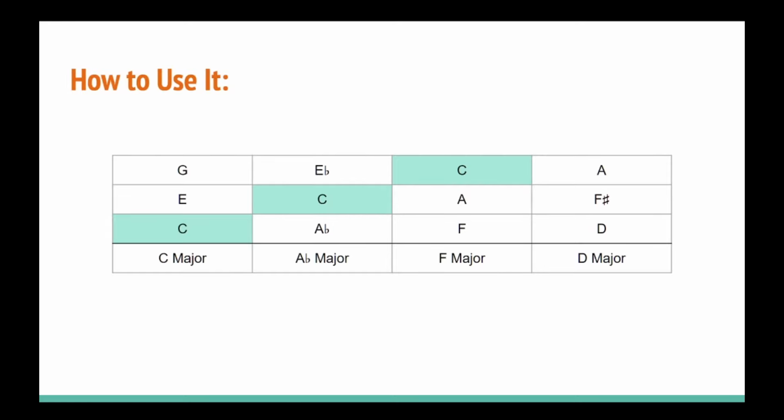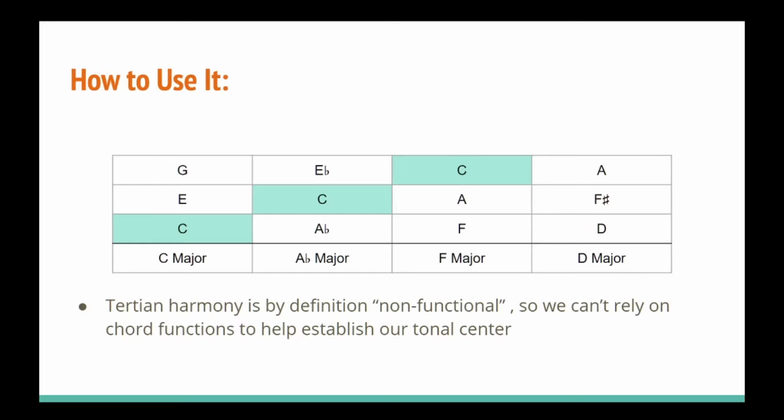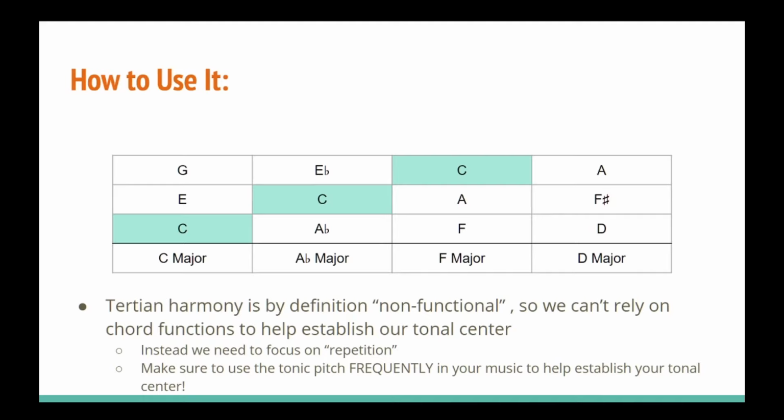Since tertiary harmony is, by definition, a type of non-functional harmony, it means that we cannot rely on any chord functions to help us establish a tonal center in our music. Instead, we have to rely on just sheer repetition. In this example, I decided that C was going to be my tonal center for the chord progression, so I made sure to repeat it in almost every single chord. This is why I said moving chords down by thirds is easier, because you can stick to normal triads while still making use of the tonal center of the first chord.